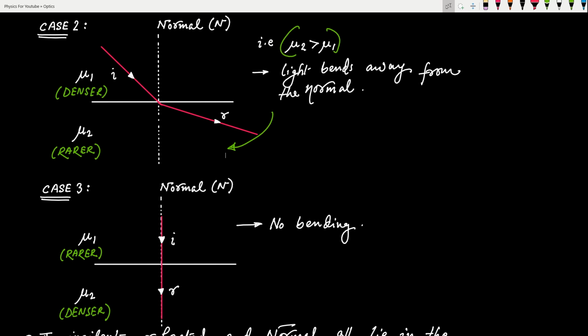Whenever light rays traveling from rarer medium enter into denser medium, or light from denser medium enters into rarer medium, in such a way that it hits the surface normally, as you can see in the diagram, the ray of light is hitting the surface of the second medium normally. In that case, there will be no bending. It doesn't matter whether the light is moving from rarer to denser medium or denser to rarer medium. If the light rays fall normal to the surface of the second medium, then there will be no bending. So this is the third case.